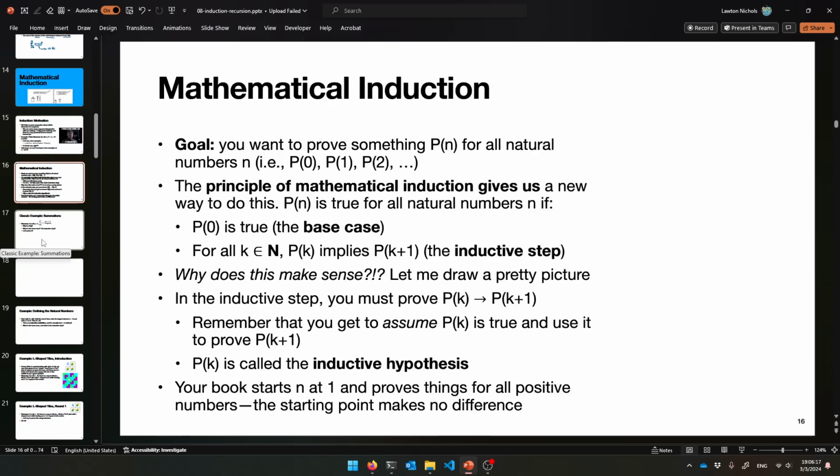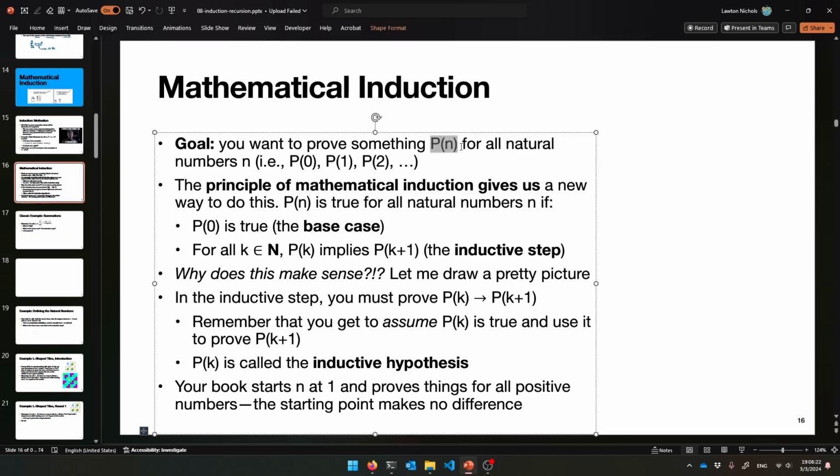All right, so this is when you want to prove something's true for essentially, you can always define things in terms of natural numbers. So let's say that we want to prove a property for every natural number. We have a predicate. We would like to prove P(n) for all n, where n is a natural number. So we want to prove P(0), P(1), P(2), all the way to infinity. One way to do it is to use mathematical induction. The principle of mathematical induction gives us a way to do that.